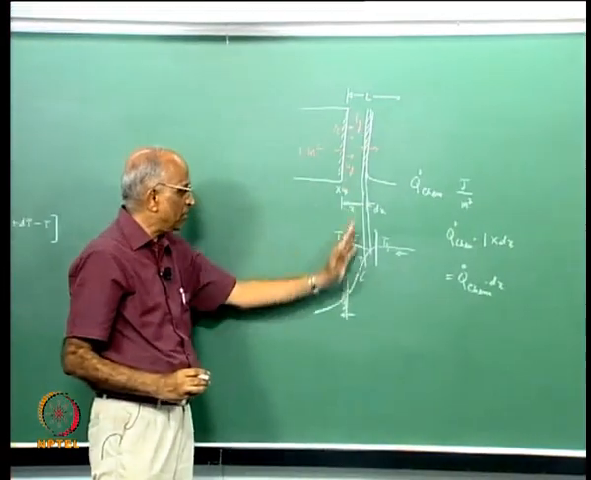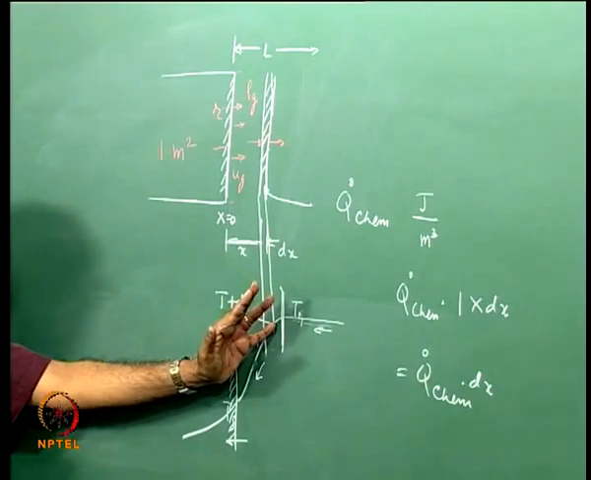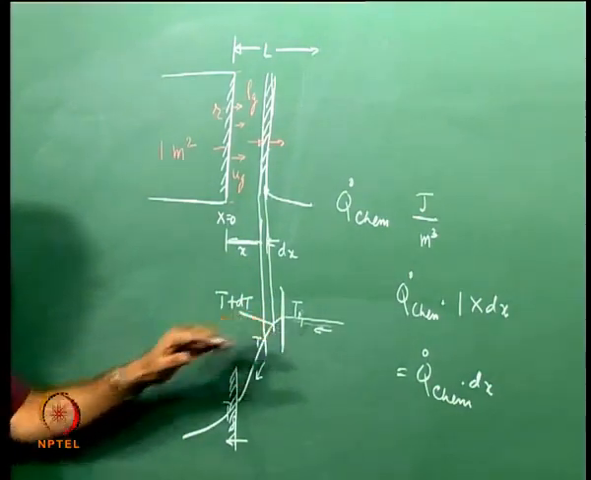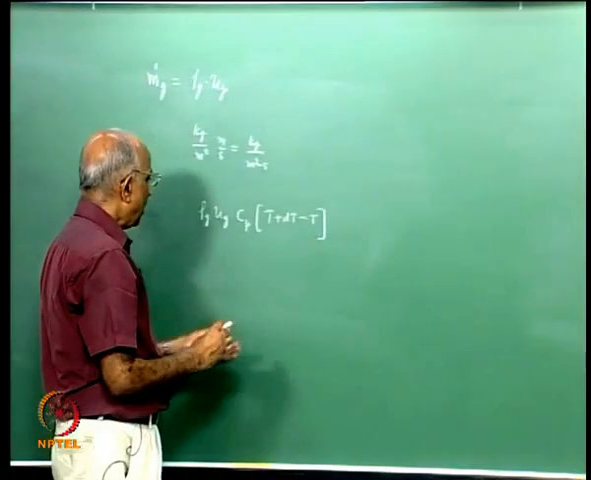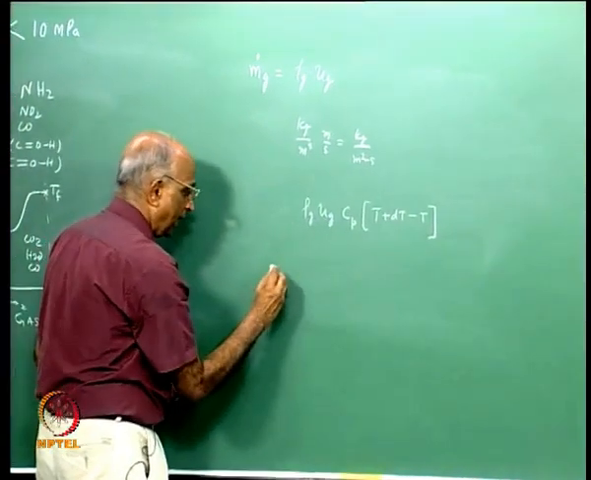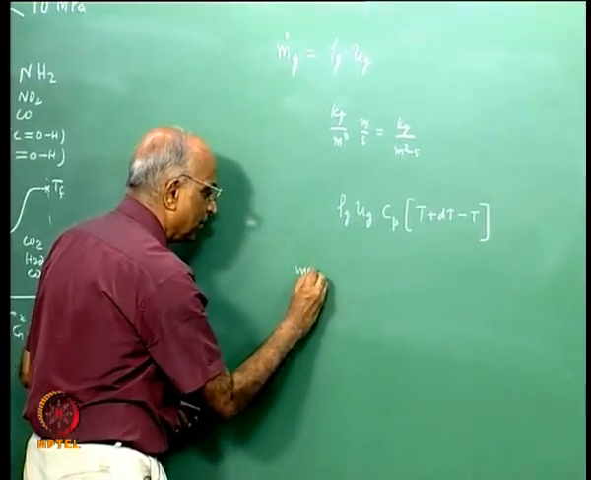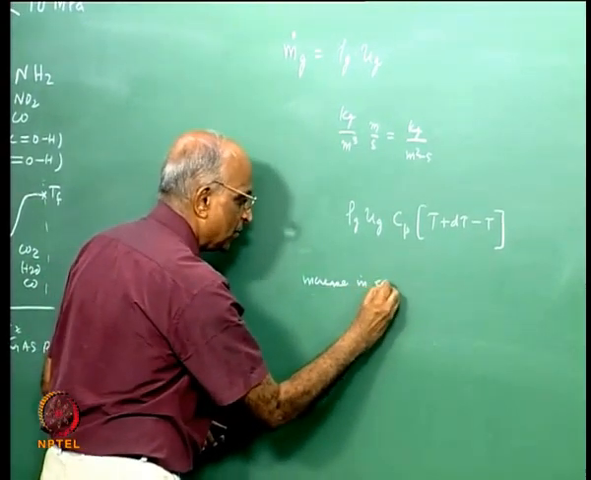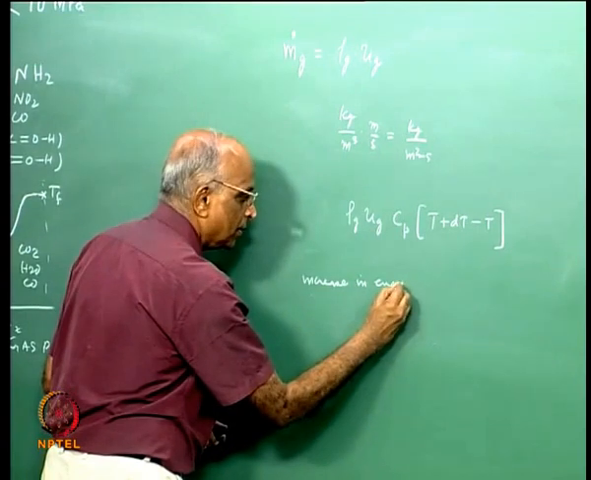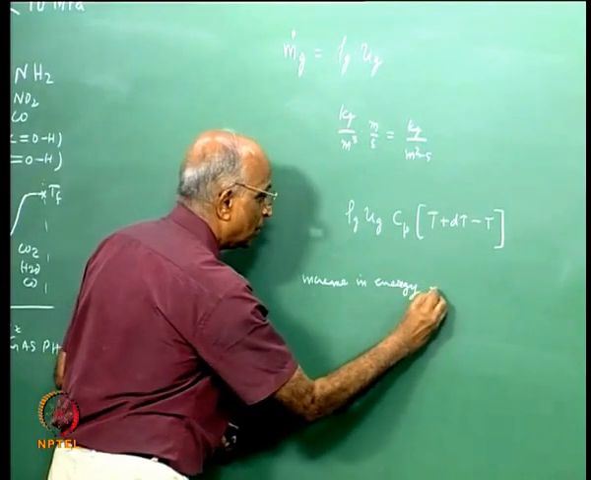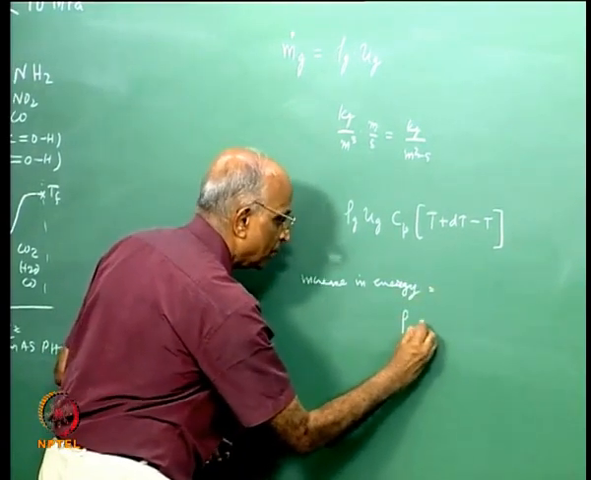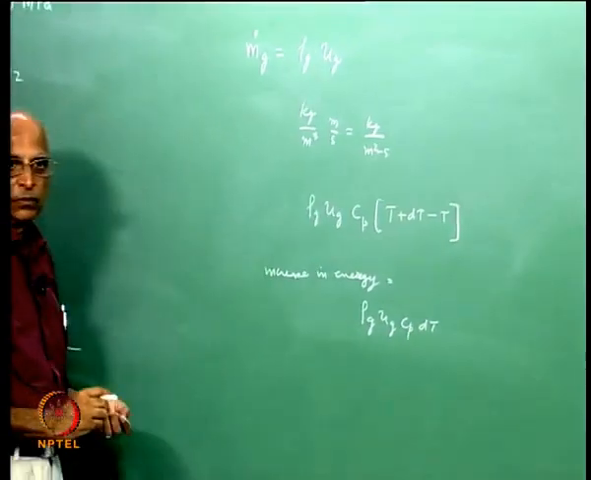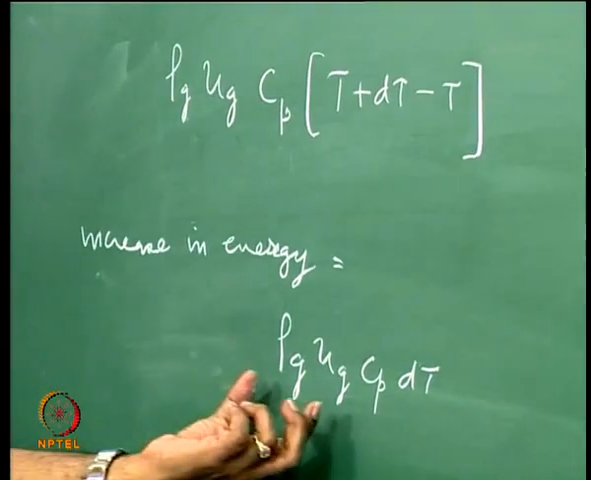because for this element at the left hand side the temperature is T, it has increased in temperature over a small distance dx by dT, T to T plus dT, and therefore this is the value, or rather the increase in energy, increase in enthalpy of the gases, in energy of the gases is equal to rho g ug into Cp into dT. Where does this energy come from?